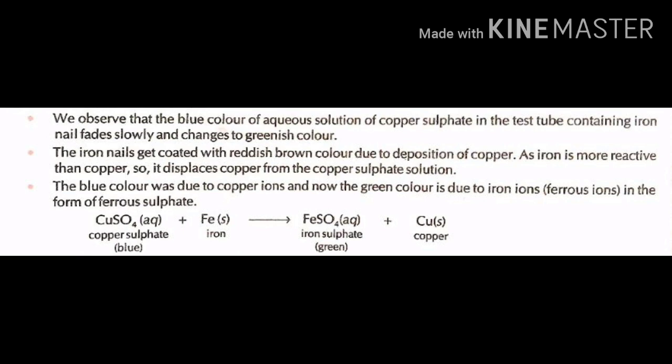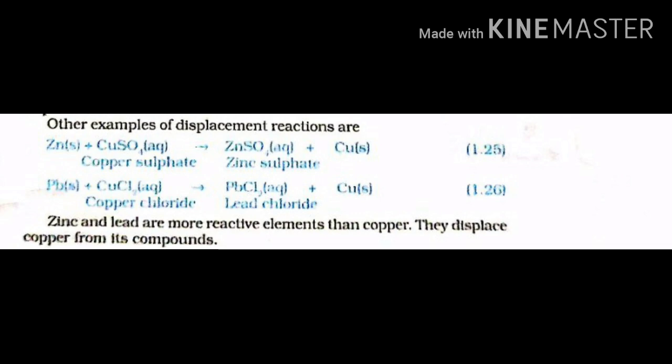salt solution. Other examples of displacement reactions are Zn plus CuSO4 gives ZnSO4 plus Cu. Pb plus CuCl2 gives PbCl2 plus Cu. Zinc and lead are more reactive elements than copper. They displace copper from its compounds.